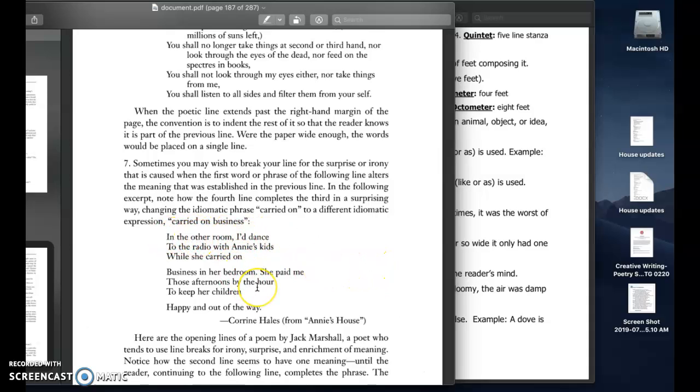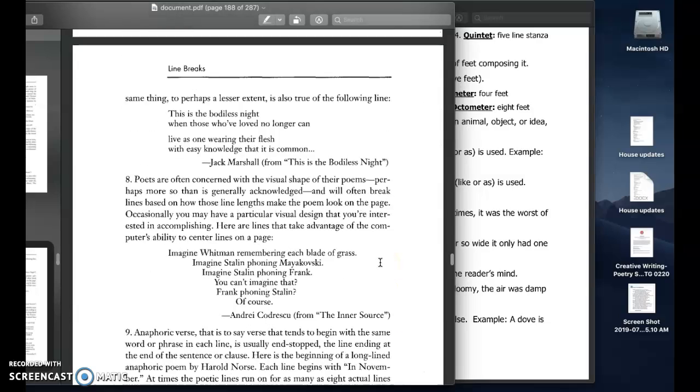It's almost like it carries on to the next one. So here, "in the other room, I danced to the radio with Annie's kids while she carried on business in her bedroom. She paid me those afternoons by the hour to keep her children happy and out of the way." So here you have the lines going on even into the next stanzas as well.